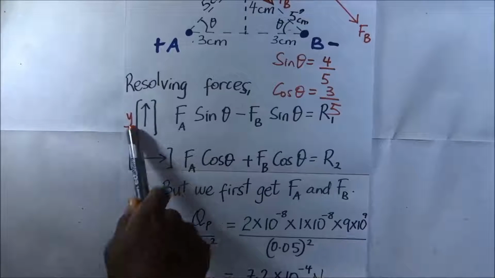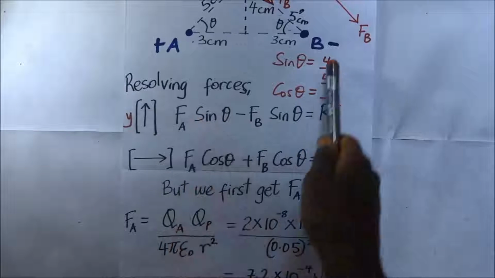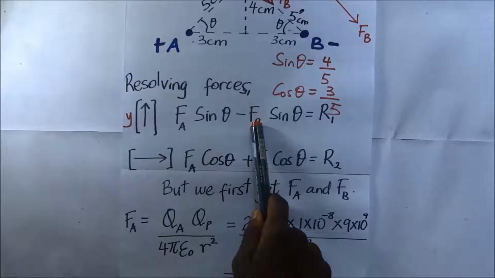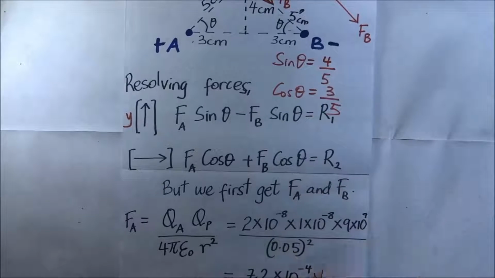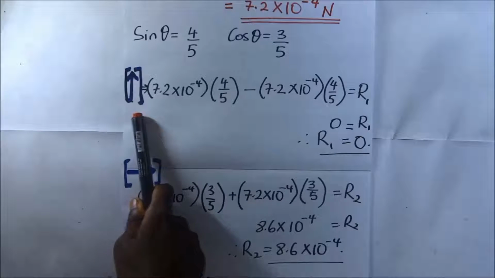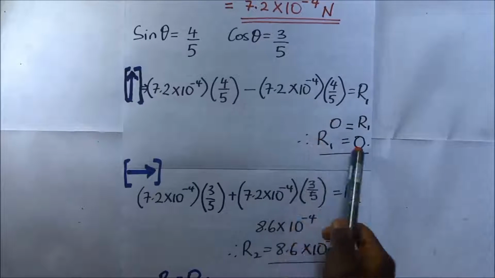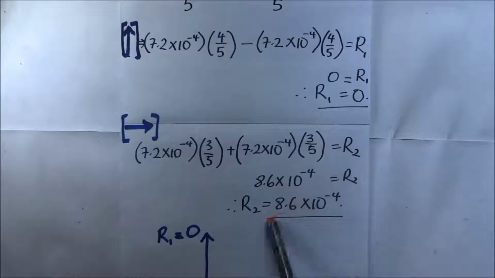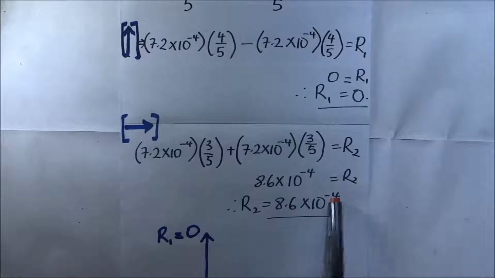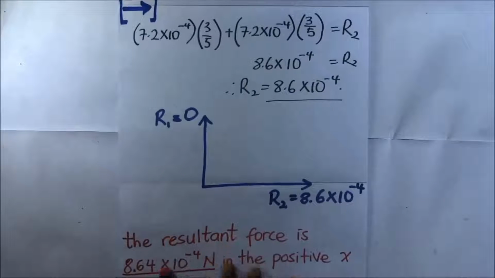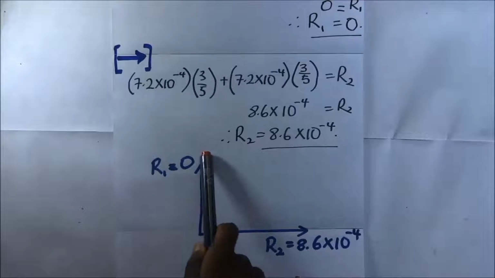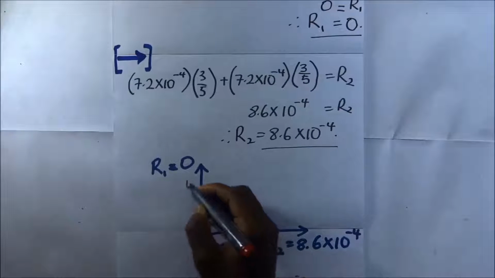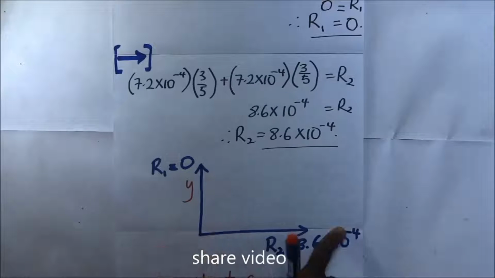So we simply substitute in here. Resolving along the y-axis is going to be FA times sine theta, minus FB times sine theta, to give us R1. From our computations, resolving along the y-axis, our value of R1 is 0. When we resolve along the x-axis, our value of R2 is going to be 8.6 times 10 to the power negative 4 newtons. So at the end of the day, our resultant force in the y direction is 0 newtons, and the resultant force in the x direction is 8.6 times 10 to the power negative 4 newtons.